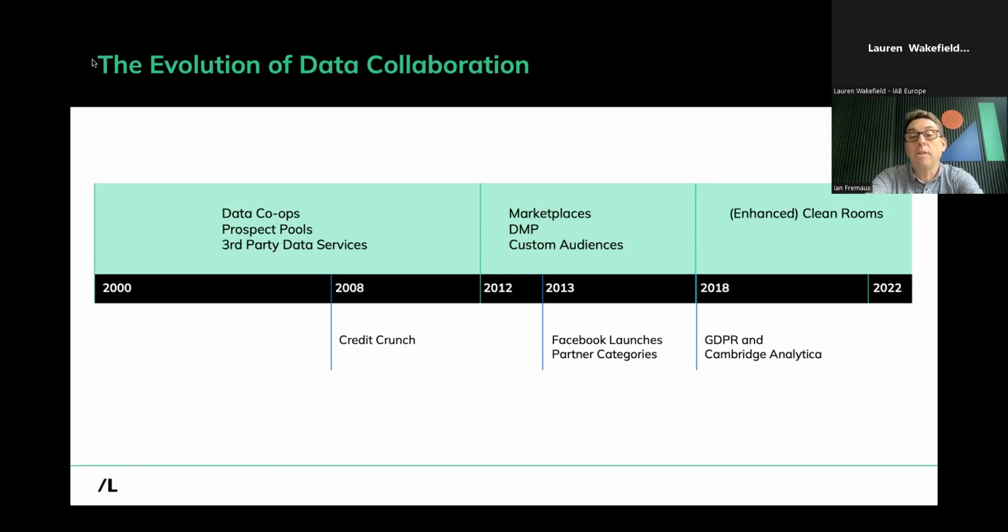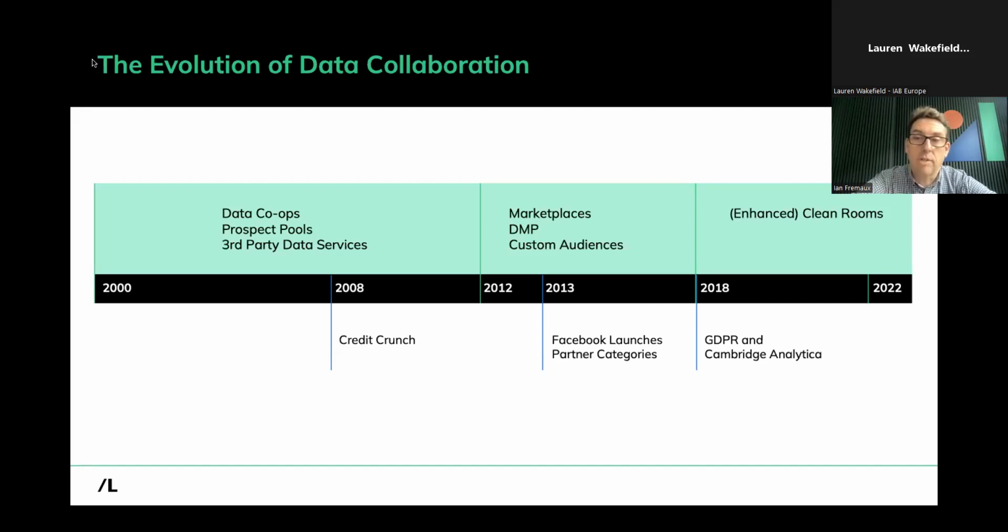And that shift into digital started happening around 2012 as DMPs started appearing with their own marketplaces and the ability to upload your own data to target people in a more addressable manner. And that really took off for a good few years. We had Facebook launching things like partner categories. And that was really where the growth area was for data collaboration for a long time.